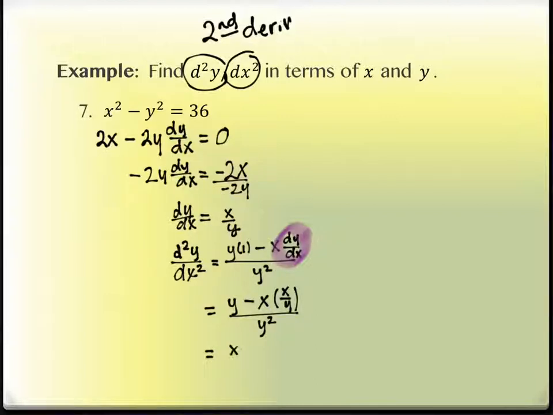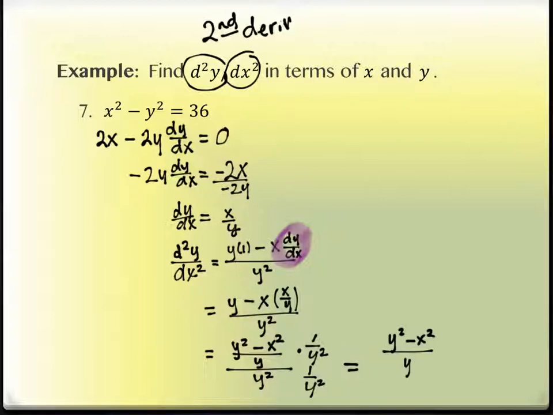So I have, well, let me get the fraction, do the same thing again. This would be y squared minus x squared over y, all over y squared. And I can multiply by the reciprocal. So we end up with y squared minus x squared over y cubed.